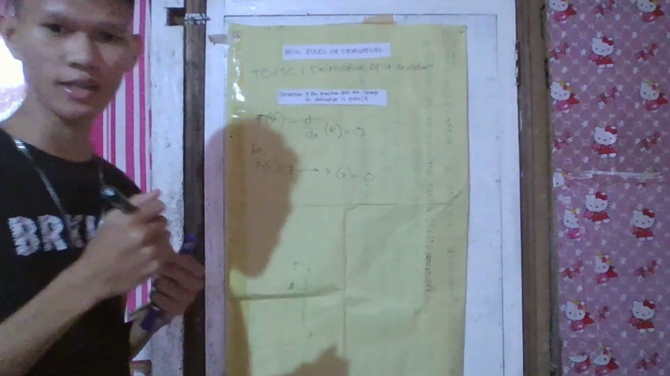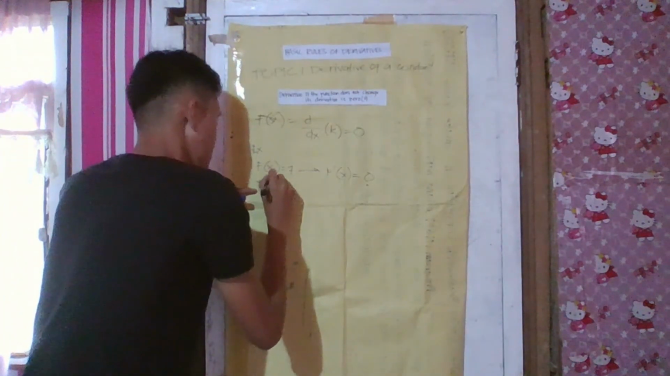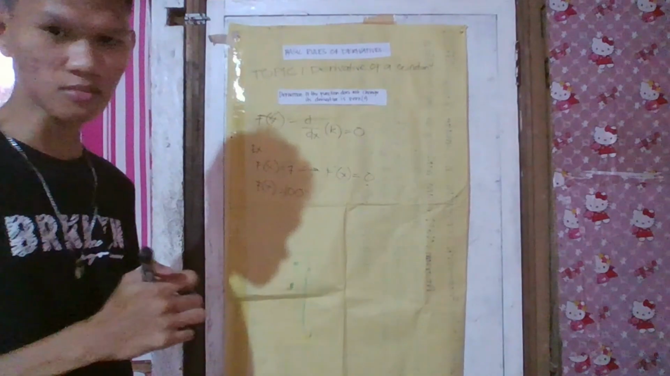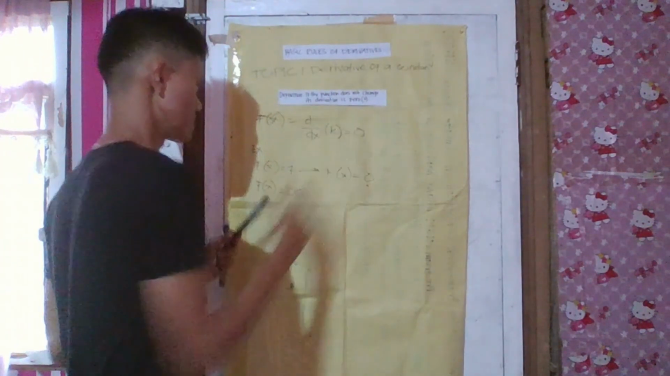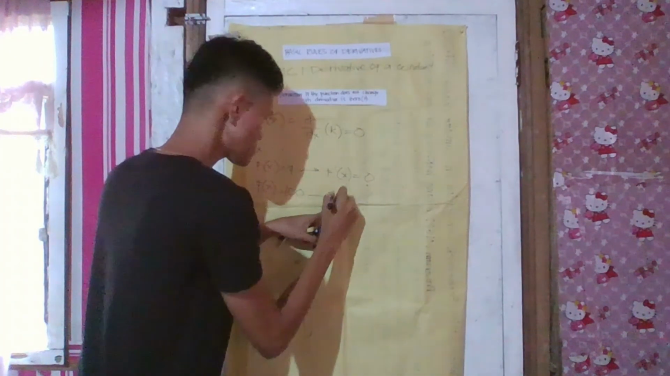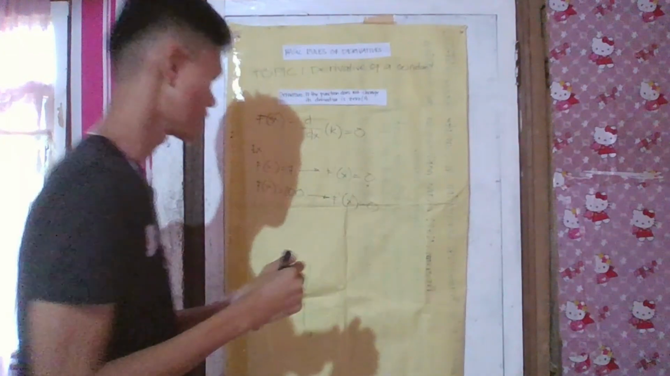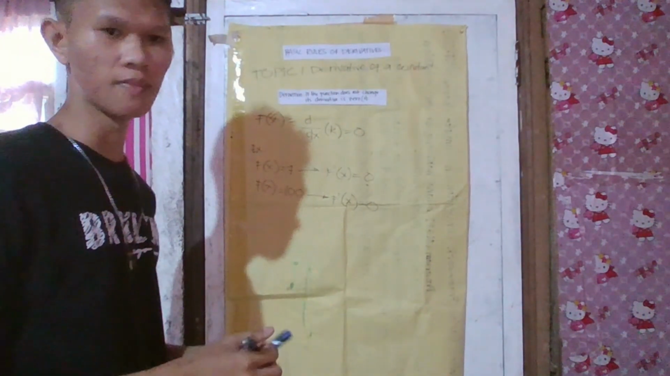Okay, second, another example is f of x equals 100. If the function does not change, its derivative is 0. Same thing: f of x equals 0. It is always 0.